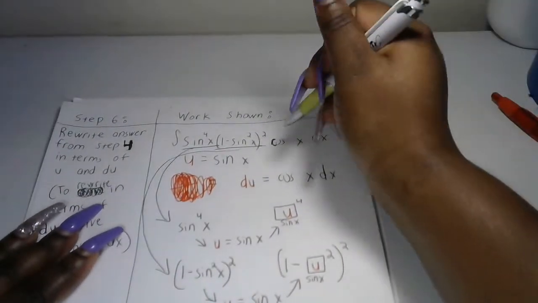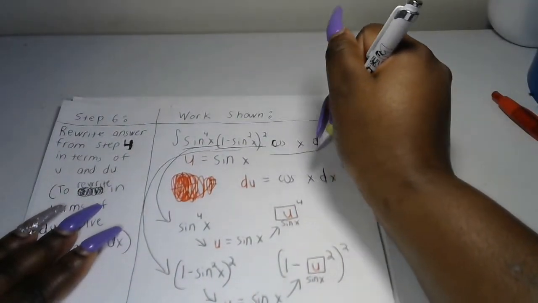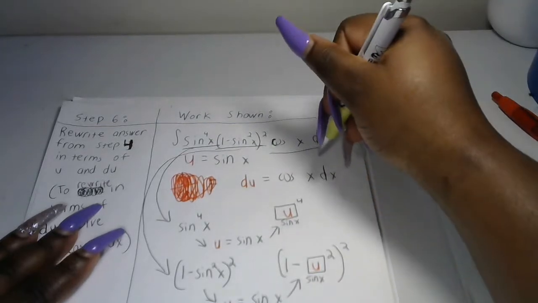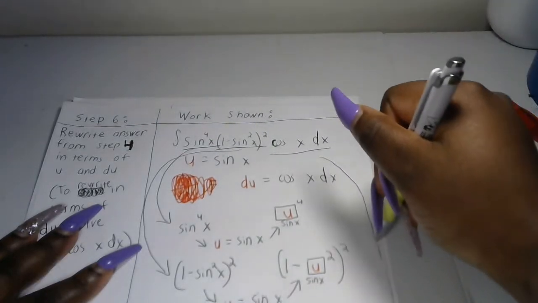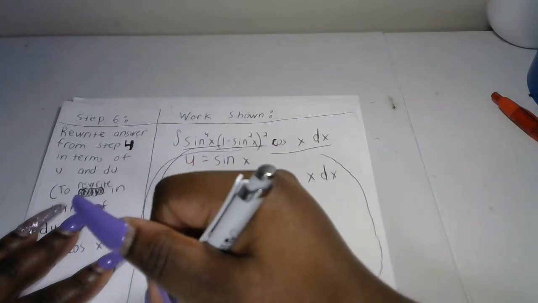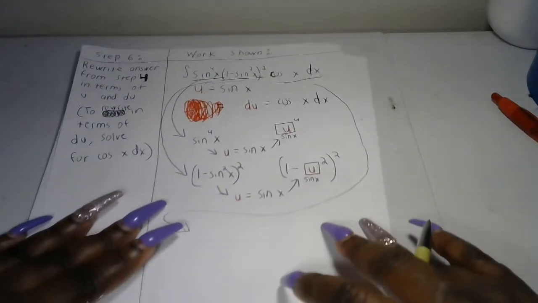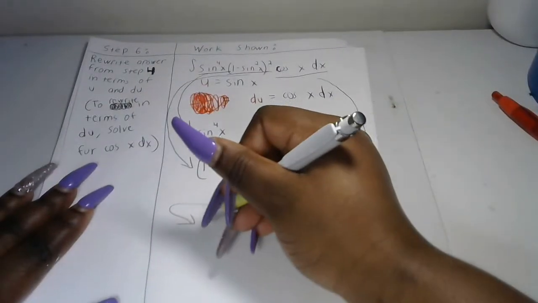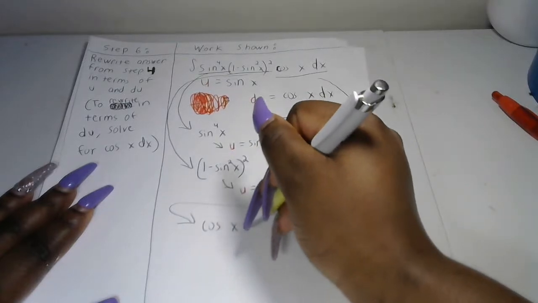And now let's take this last term, cosine x dx, and let's do it over here. So now we got cosine x dx.